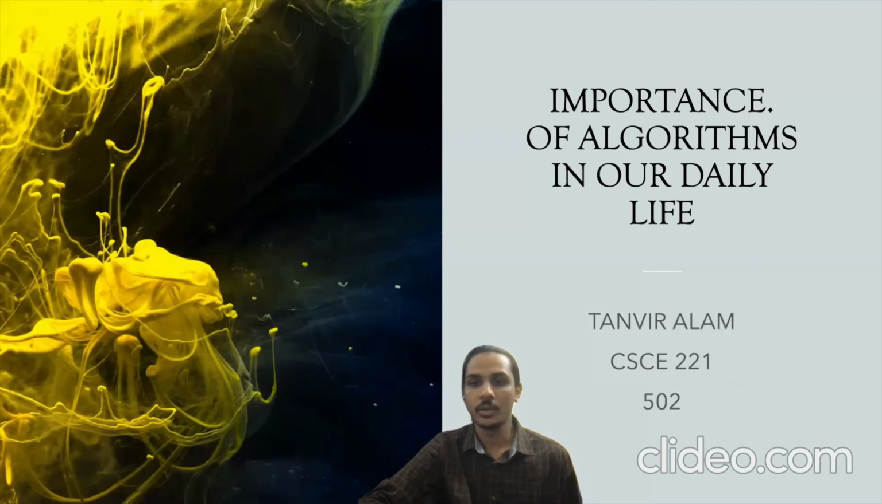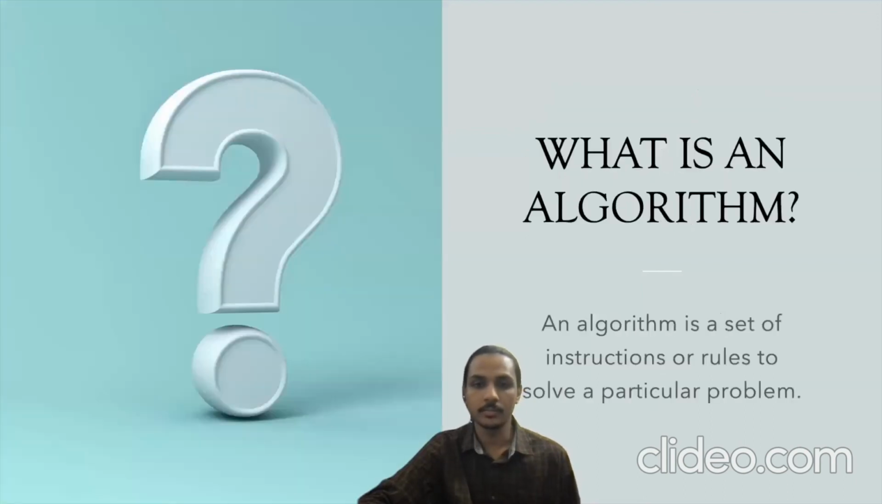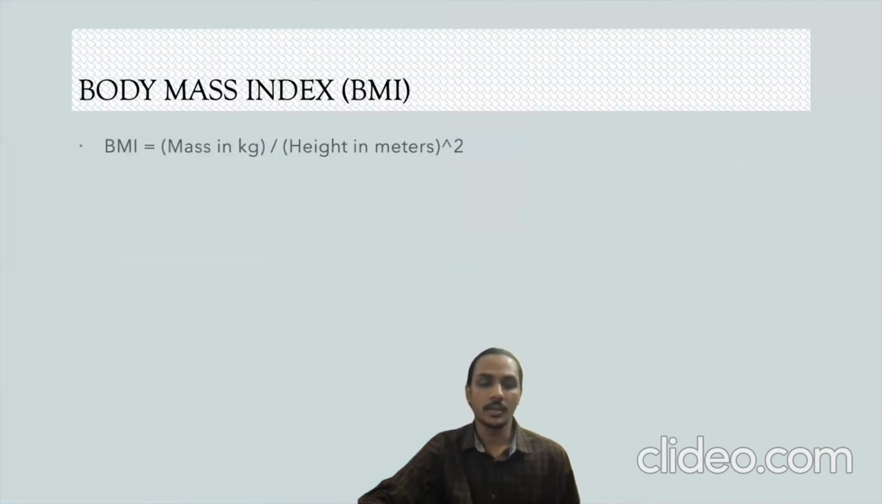Today I'm going to share with you the importance of algorithms in our daily life. So let us know what is an algorithm. An algorithm is a set of instructions or rules to solve a particular problem. Here is an example of use of algorithm in healthcare sector to measure body mass index of male or female of any age. So there is a formula to calculate the BMI, which is mass in kilogram divided by height in meters square.